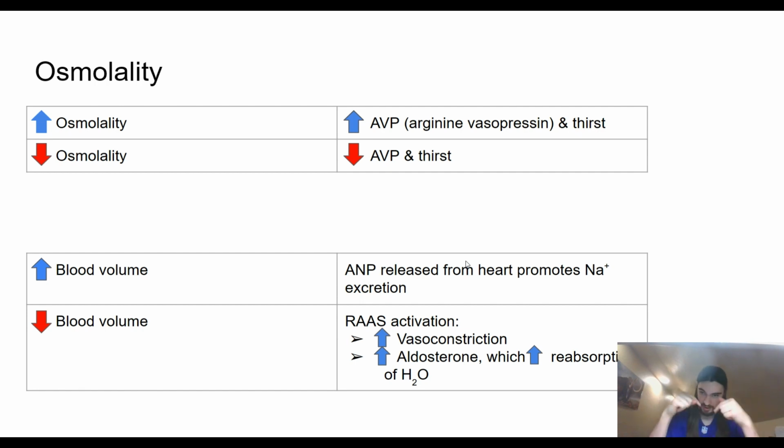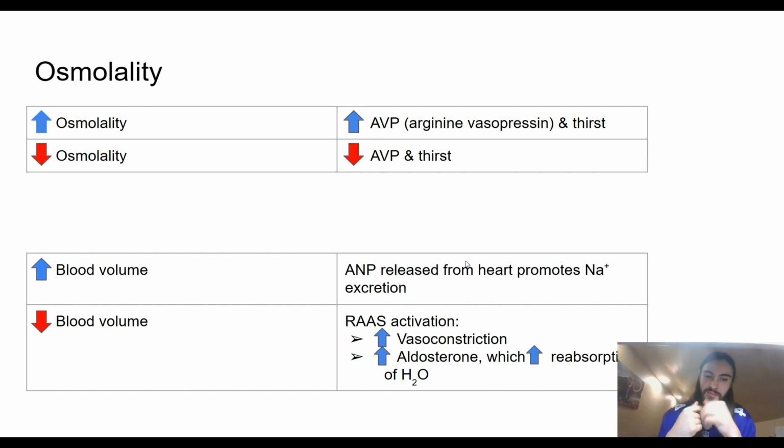Hopefully, if you have a decrease in osmolality, then you'll have a decrease in the AVP, the arginine vasopressin, which will tell your kidneys to be comfortable releasing more liquid. So if you have more blood volume, basically it tells your kidneys to hopefully get rid of sodium and get rid of water. Just get rid of all of it.